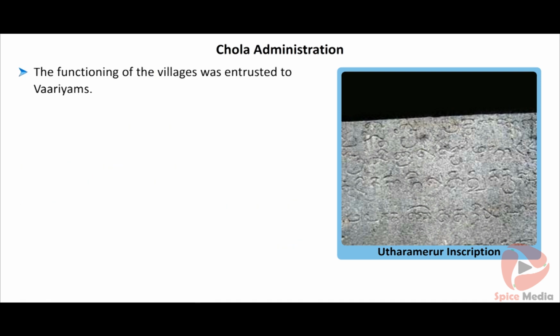The functioning of the villages was entrusted to Variyams. Some of the Variyams were Eri Variyam, Samvatsara Variyam, Pancha Variyam, Pon Variyam, and Puravuvari Variyam. The number of members and Variyams was not the same in all the villages. The members of the Variyams were called Variya Perumakkal.